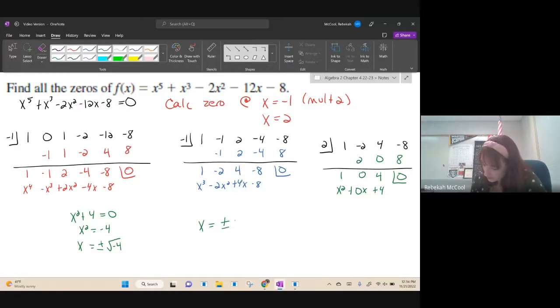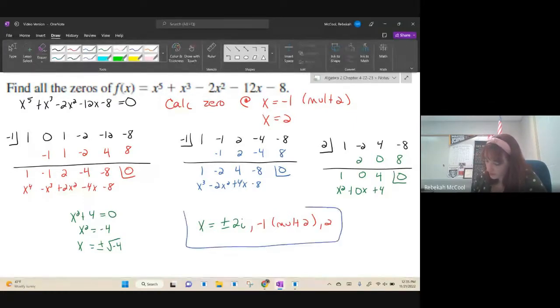So that becomes plus or minus 2i, and then we can include the original 2 that we had of -1, which is the multiplicity of 2, and a +2. And so that's giving us all 5 solutions: plus or minus 2i, 2 solutions for that multiplicity, and then the solution at 2.